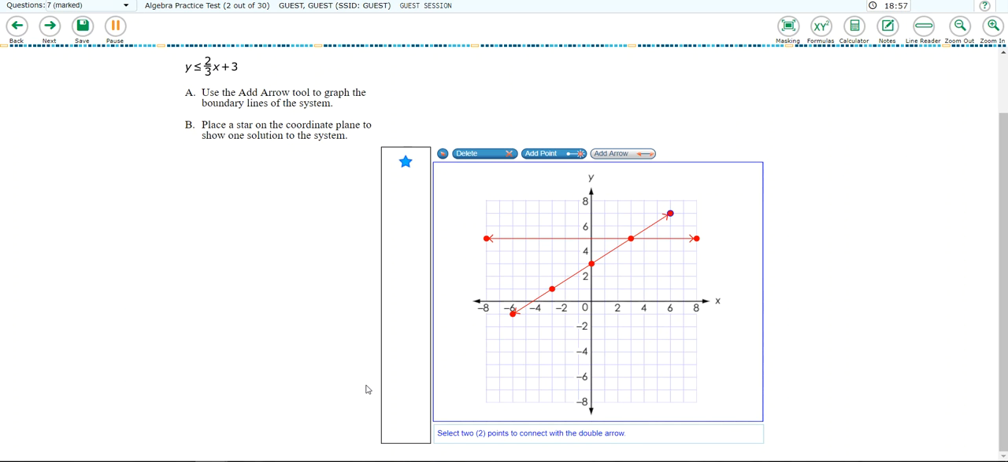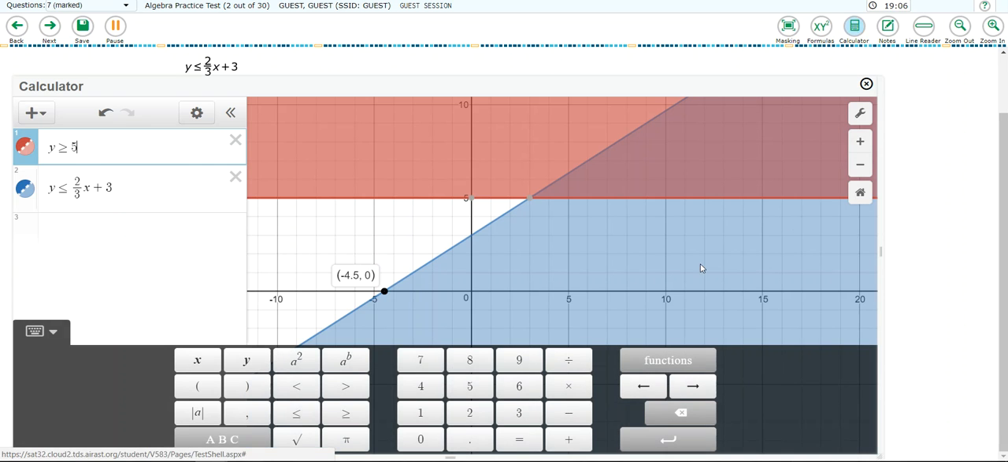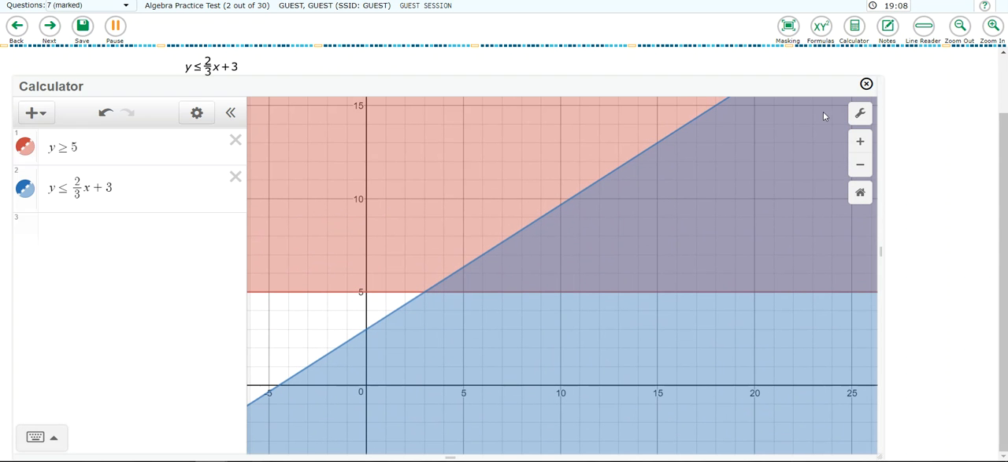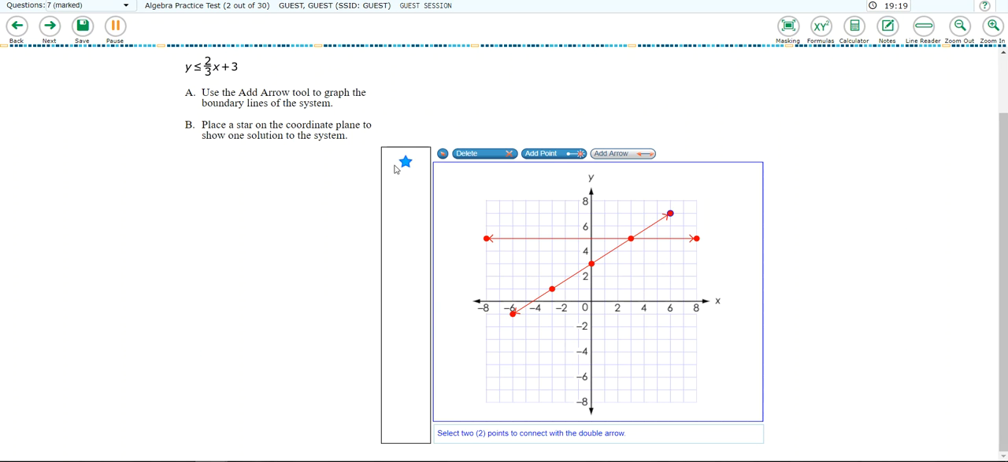Okay, so I've done the first part, the boundary lines of the system. Now I get to place a star on the coordinate plane to show one solution. Let's look at the calculator. Right here is the part where they overlap. That is the answer. So I need it in this part of that triangle-looking shape. I take the star, left click and hold, drag it over anywhere in that area, and just place it.